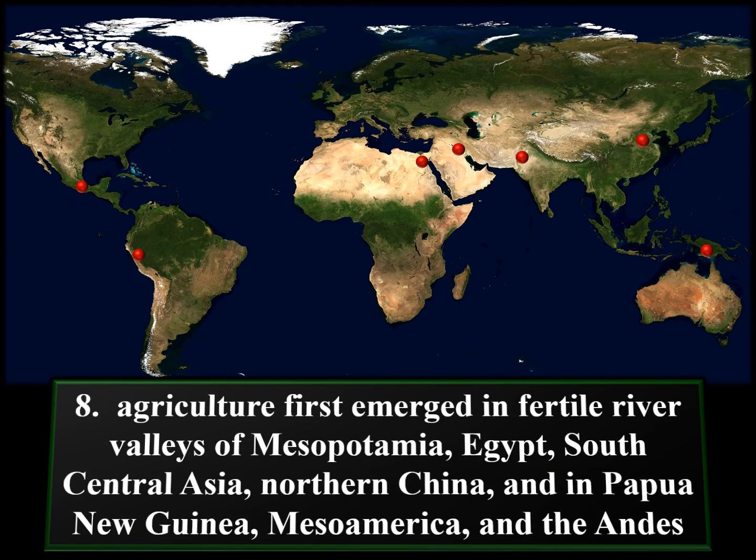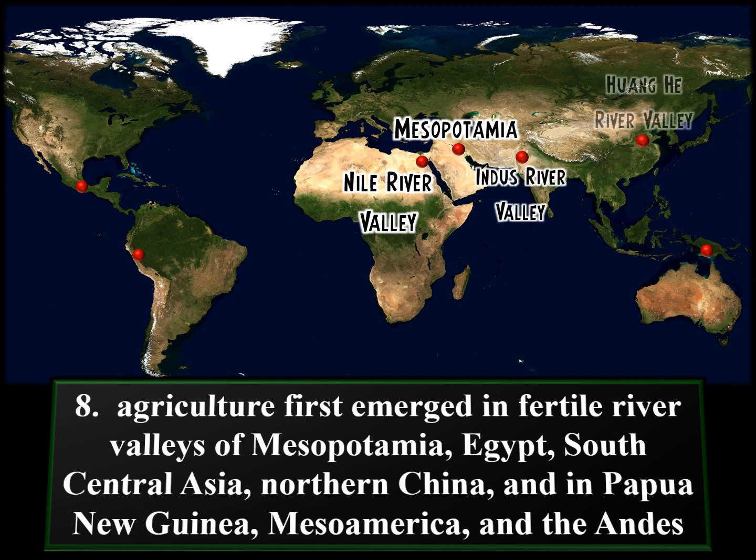Agriculture first emerged in fertile river valleys of places like Mesopotamia, Egypt in the Nile River Valley, South Central Asia in the Indus River Valley, northern China in the Huanghe River Valley, Papua New Guinea, Mesoamerica, and the Andes. We'll discuss specific civilizations that develop in these areas in Unit 2.